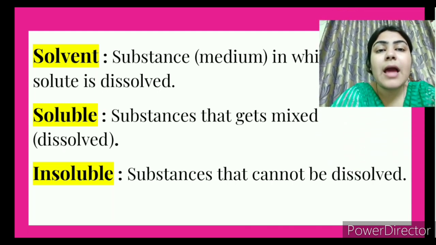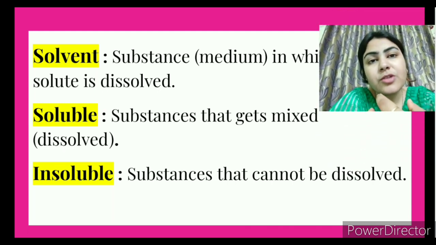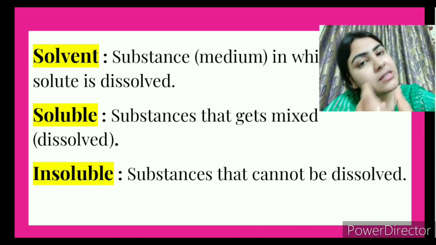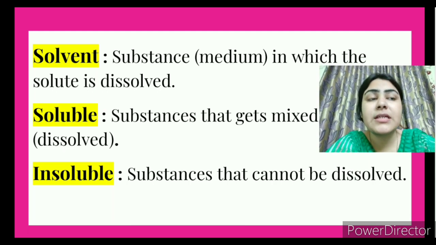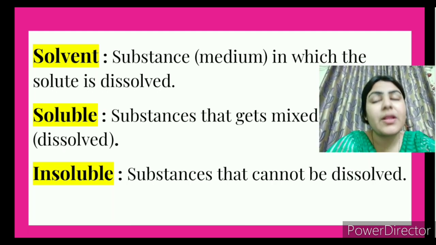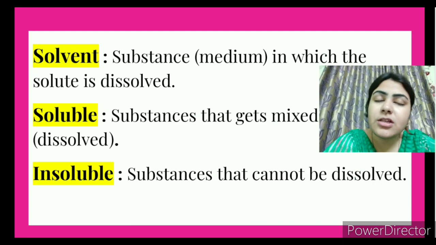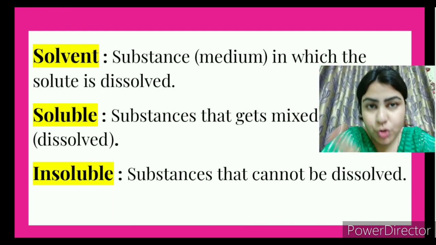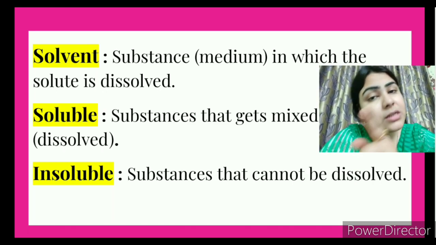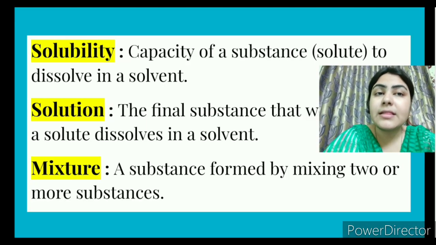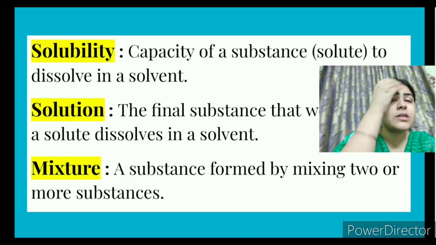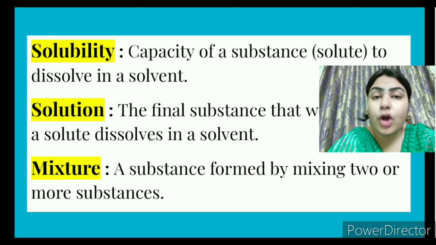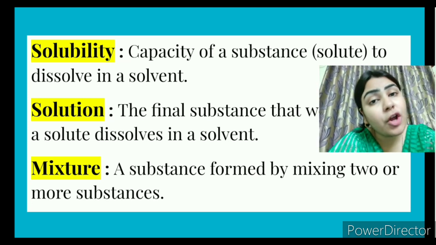And what is soluble? Substances that get mixed are known as soluble. And what is insoluble? Substances that do not get dissolved are known as insoluble. So in our experiment, which one was soluble? Salt was soluble and sand was insoluble, right? Then we have solubility. Solubility is the capacity of a solute to dissolve in a solvent.